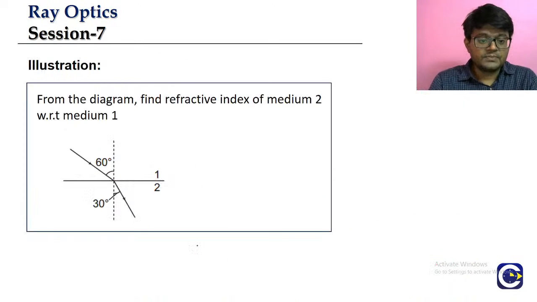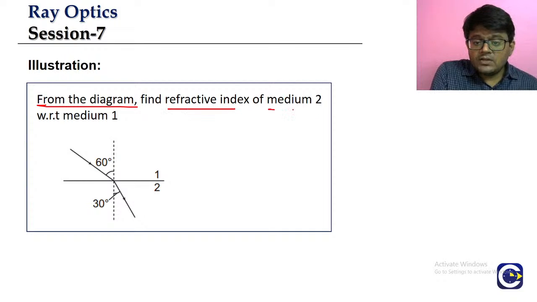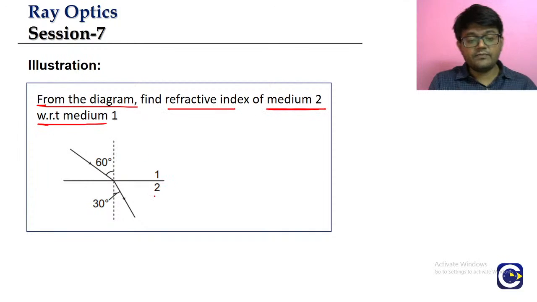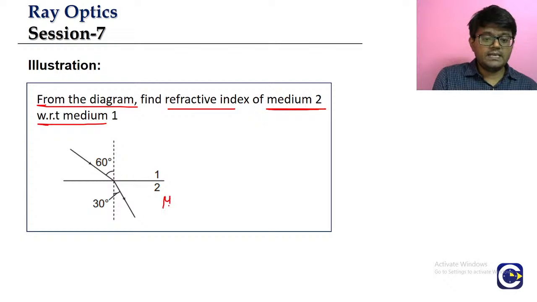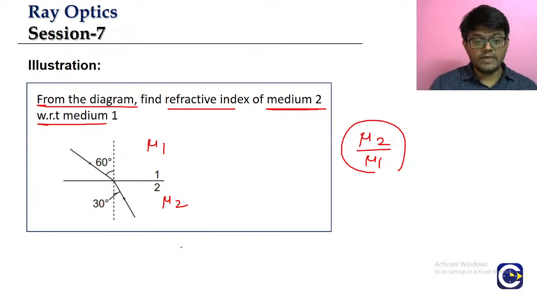Okay. Look at this question. So we are going through some very basic questions. From the given diagram, find the refractive index of the medium 2 with respect to medium 1. So this is say mu 2. This is mu 1. What are they asking us to find? Refractive index of the medium 2 with respect to medium 1 means they are asking for the mu 2 by mu 1 value.